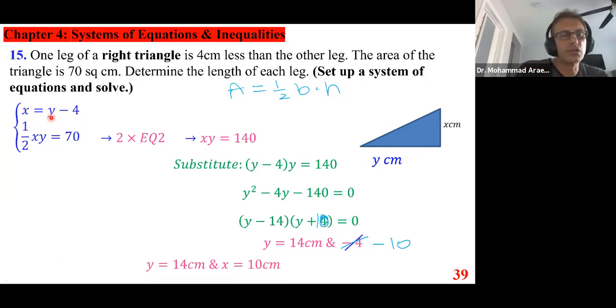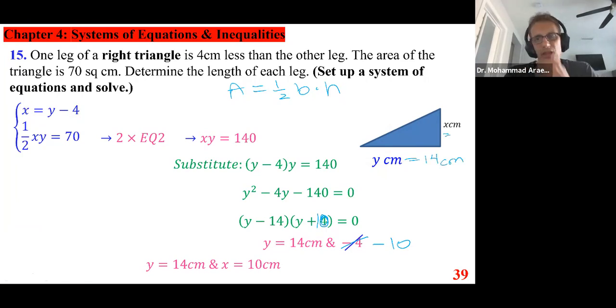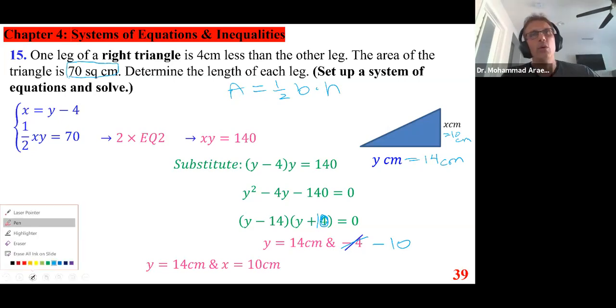So the dimensions are x is 10, y is 14. And if you multiply the two and divide by 2, you get 70 square feet as its area. So it does work. I hope you see why it does work.